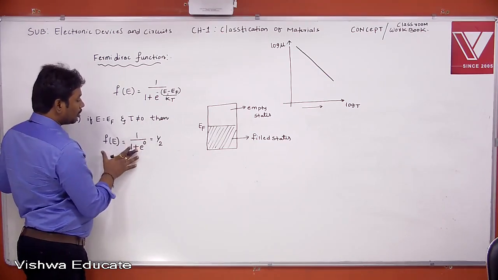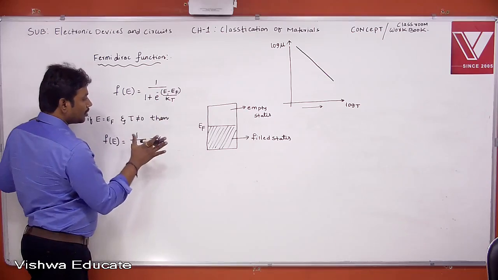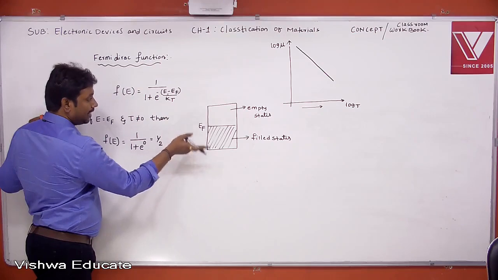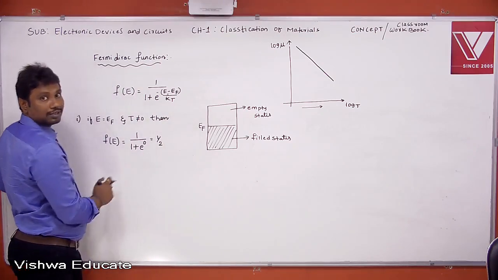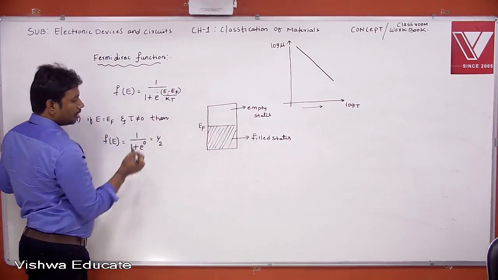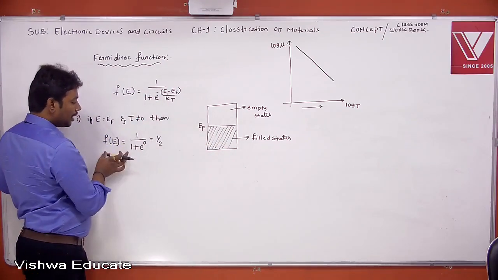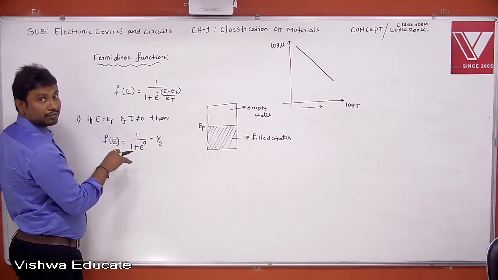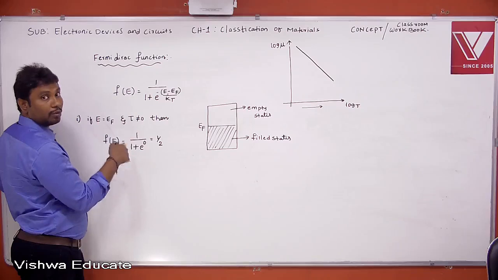The probability equal to half means electrons neither occupy the empty state nor occupy the filled state. Then where will it occupy? It will occupy the Fermi energy level. That can be known with the help of this function, which is a probability function used to find out the probability of an electron in an allowable energy state.